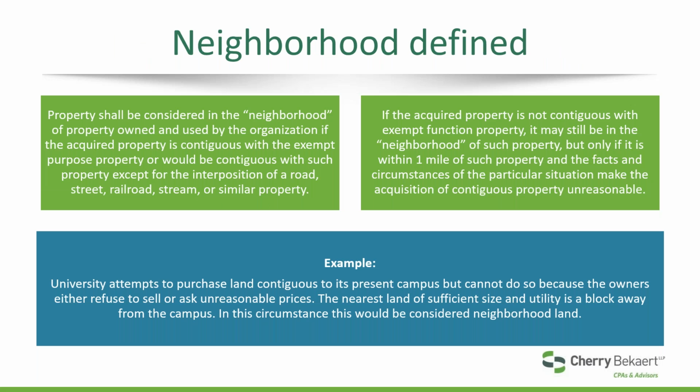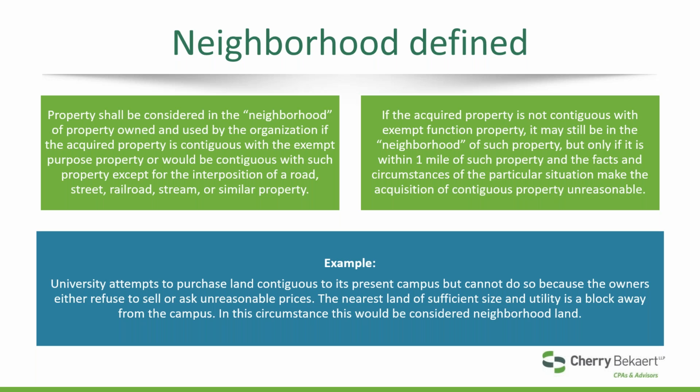Sometimes people that are in urban areas can find it difficult to get land that is contiguous to their existing property. But while there is a fairly strict definition of neighborhood for this purpose, there is one little exception that could expand the definition somewhat. But generally speaking, property will be considered in the neighborhood of property owned and used by the organization if it is contiguous with existing exempt purpose property or would be contiguous except a road or stream or similar type item is in between the two pieces of property.